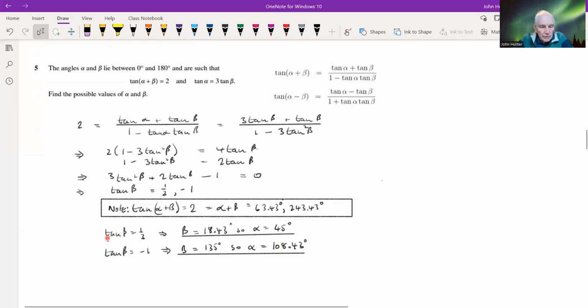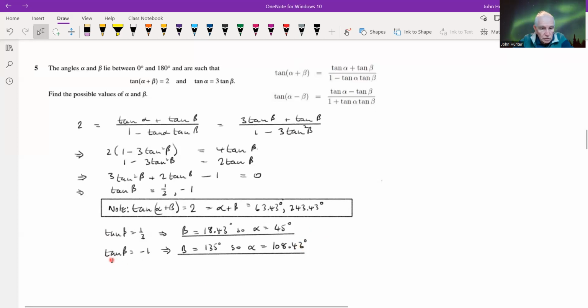So first of all, let's take that first solution, tan beta equals 1/3. So we take the arctan, and we find that beta is equal to 18.43. That's the one in our range between 0 and 180. And so therefore, using this, basically subtracting it from 63.43, we're going to get alpha is equal to 45 degrees. Right, so that's one pair of solutions.